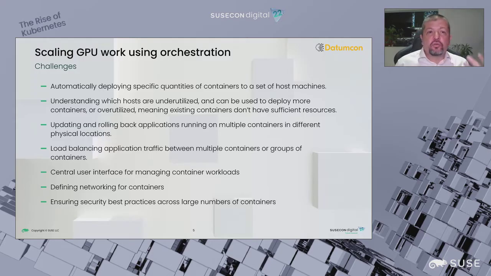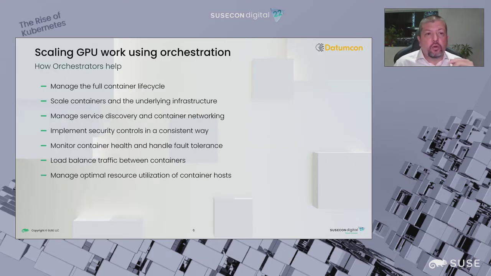So these are the essential challenges that you will have when you're using orchestration for scaling GPU type of work and so on. And what the orchestrator does for you is that it allows you to manage the full container lifecycle from beginning to end. And you're able to scale the containers and the underlying infrastructure very easily, as quickly as you need. So you can just scale up, scale down, and you can manage that via a very convenient front end like the one that Rancher SUSE provides.